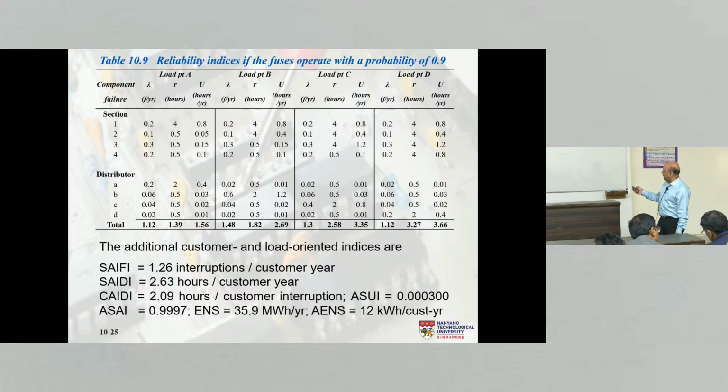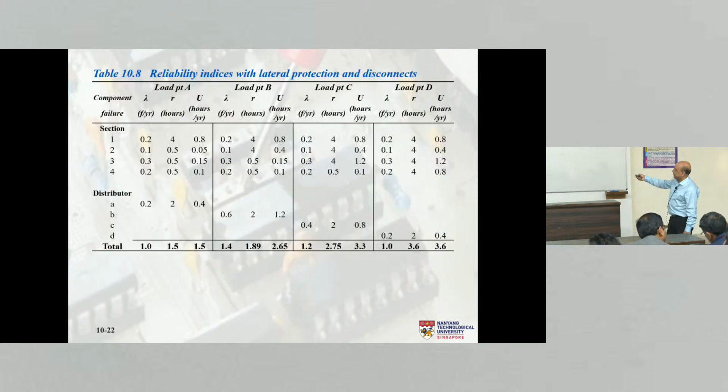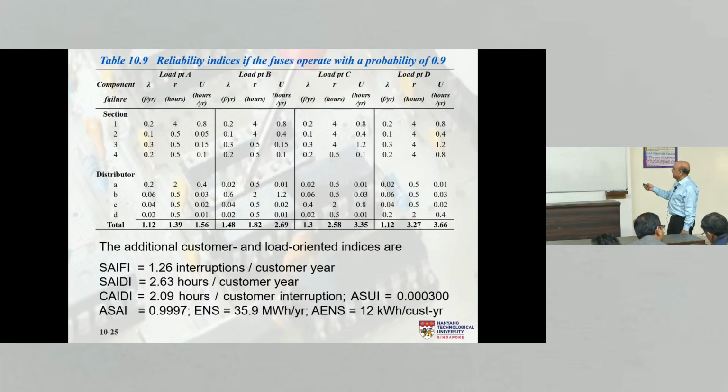So that's how we will calculate the reliability indices for each of the 4 load points, A, B, C, D. If you now compare the reliability of each of these 4 load points, just try to remember, let's say, load point 1, 1.12, 1.56, just try to remember that. It's worse off, right? Yeah. So the reliability has deteriorated. You would expect that because the fuse is operating only 9 times out of 10, not 10 times out of 10. So you can see the impact numerically, analytically, how it impacts the numbers. Okay. So reliability indices, you can also calculate the customer-oriented indices as well.